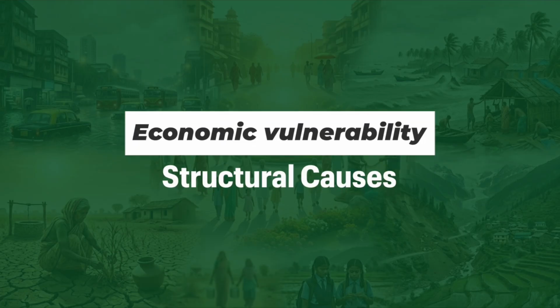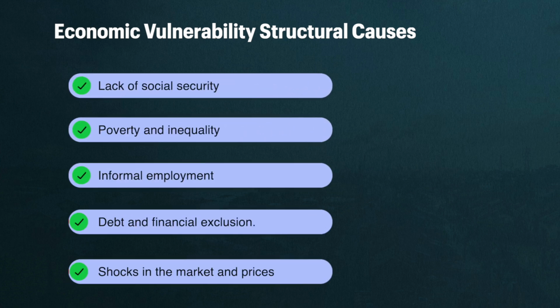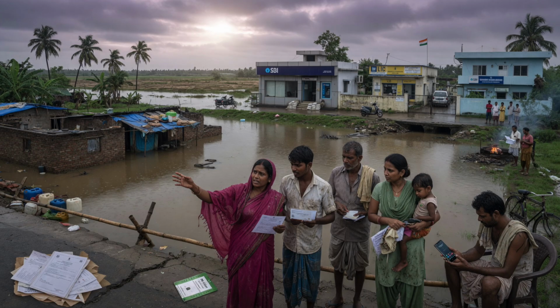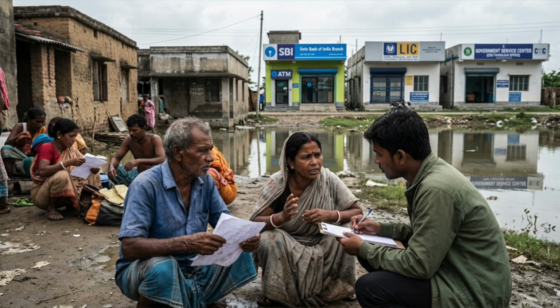Now, let me explain to you the structural causes of economic vulnerability. Students, the vulnerability of an economy is never in the individualistic sense of an individual. Rather, it is structural and systematic in nature. The key causes include lack of social security, poverty and inequality, informal employment, debt and financial exclusion, and shocks in the market and prices. Marginal populations do not tend to have formal banking, insurance and governmental relief, which makes them more vulnerable in the long term.